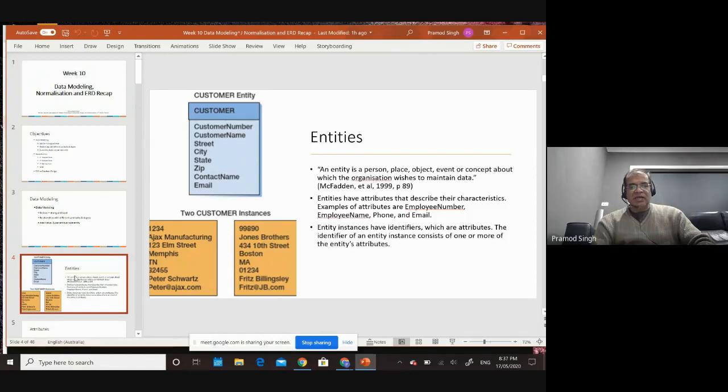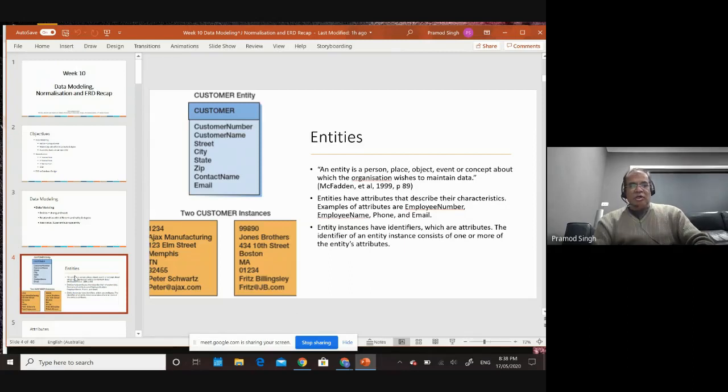Entities are basically defined as a place, person, or object on which an organization is interested in maintaining data. Entities are always represented with the help of attributes, and attributes are basically characteristics of that entity. For example, on the left-hand side in the blue box, there is an entity called customer, represented with the customer number, customer name, street, etc. These are the characteristics of that particular entity.